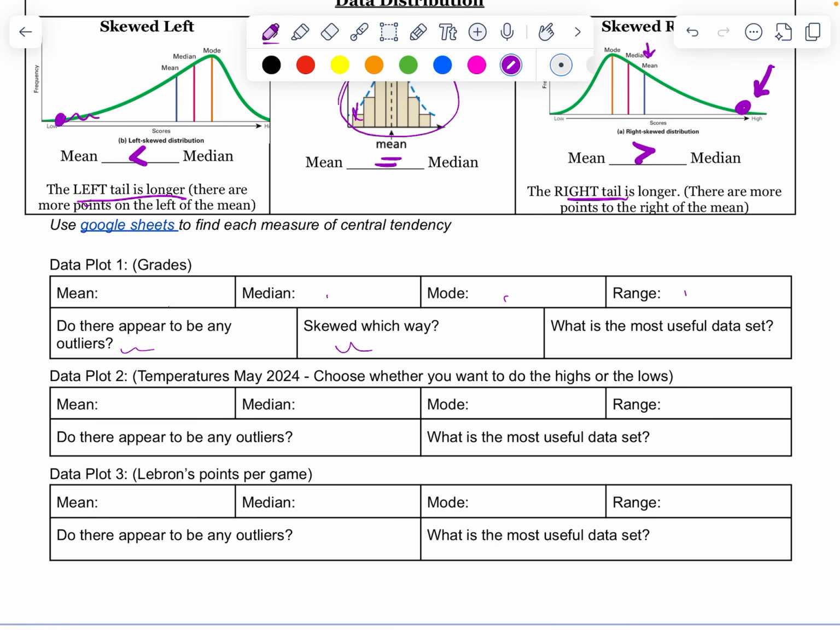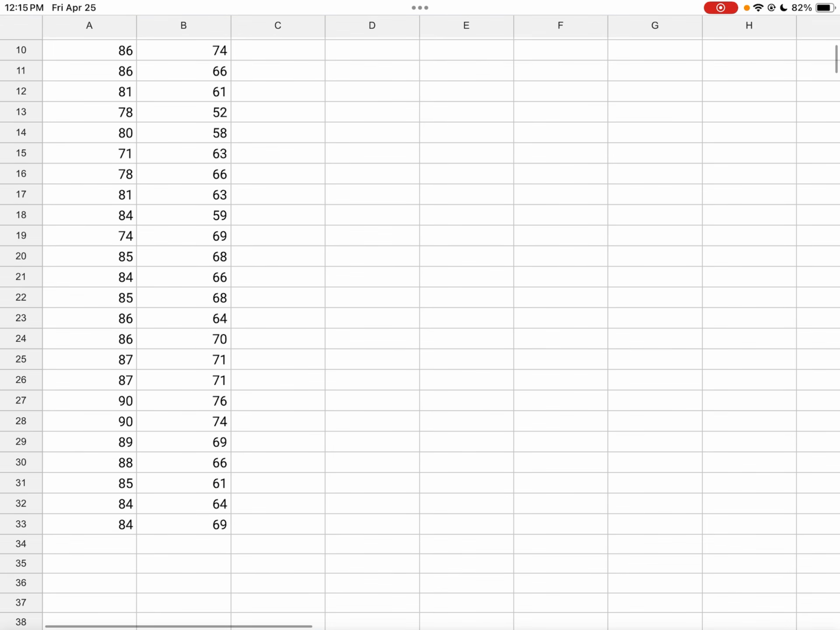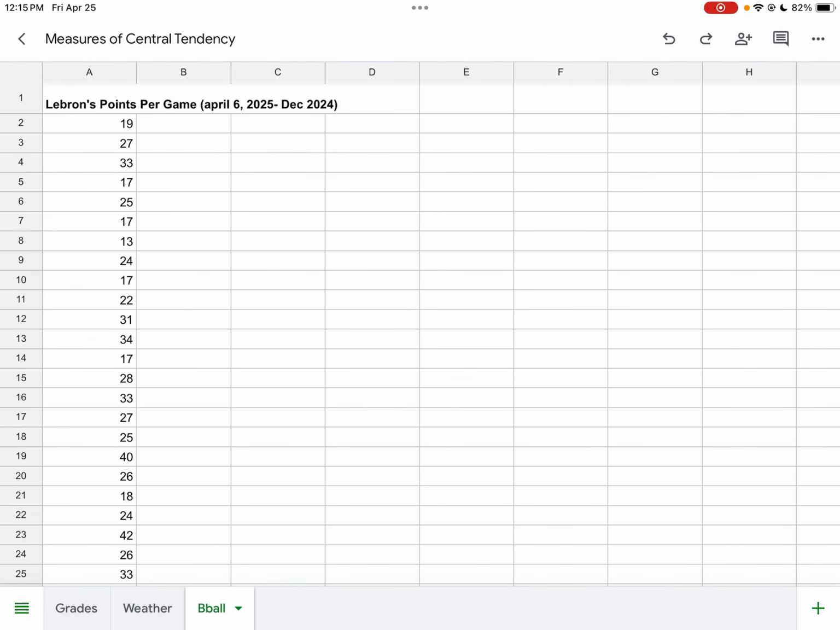What would actually be most useful to use if you want to describe this data set? Same idea. I've got temperatures in May from last year and the Bronny points. I told you that already. I'm going to make a different video on how to find these. So we have our test scores, we have weather in May, and we have basketball games. Watch that video if you need help with this, if you're not in class.